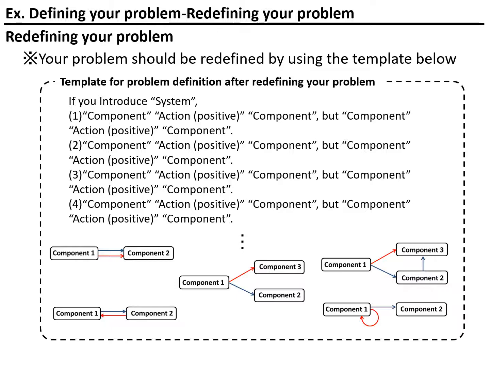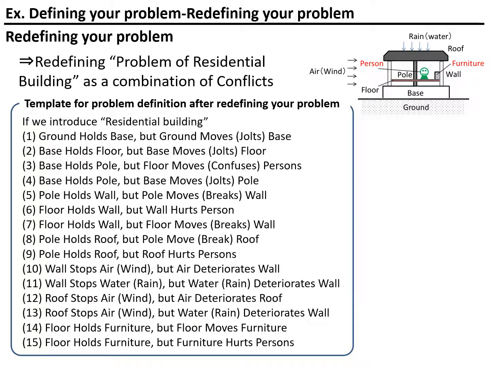Then let me use this template: if you introduce a system, a combination of smaller conflicts happens. By applying this template, the initial definition of the problem could be redefined as shown in this slide. If we introduce a residential building, ground holds base, but ground moves base. Base holds floor, but base moves floor. Base holds pole, but floor moves persons. Base holds pole, but base moves pole. Pole holds wall, but pole moves wall. You should notice that many of these conflicts are causing the problem. Okay, this is all for this session. Thank you for listening.